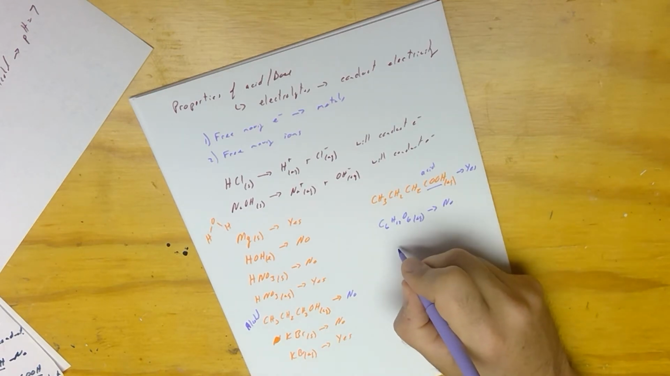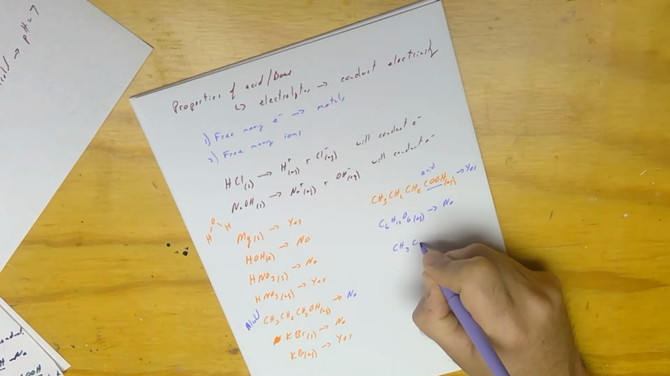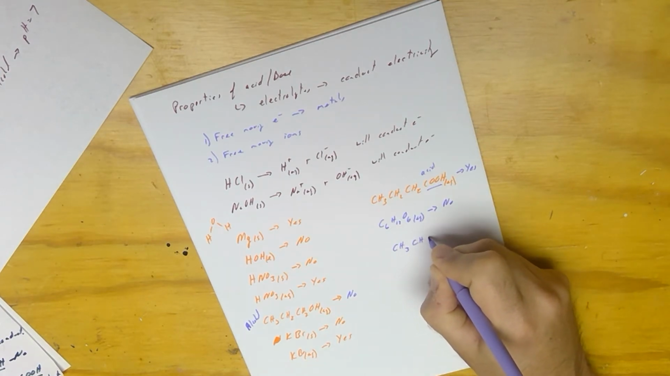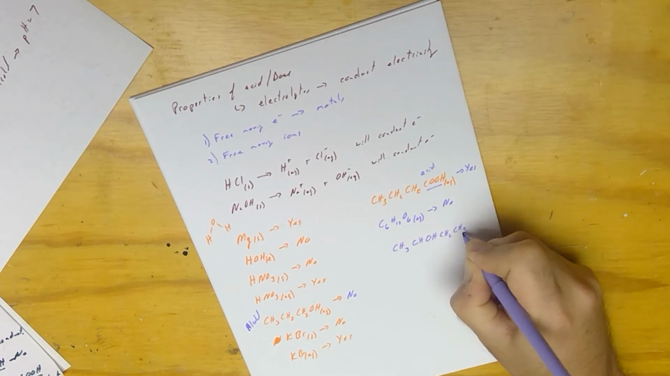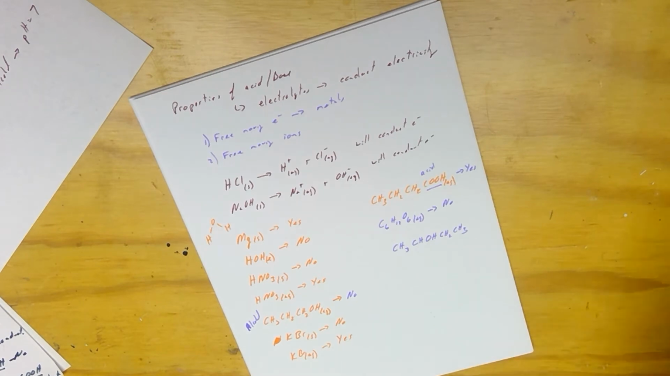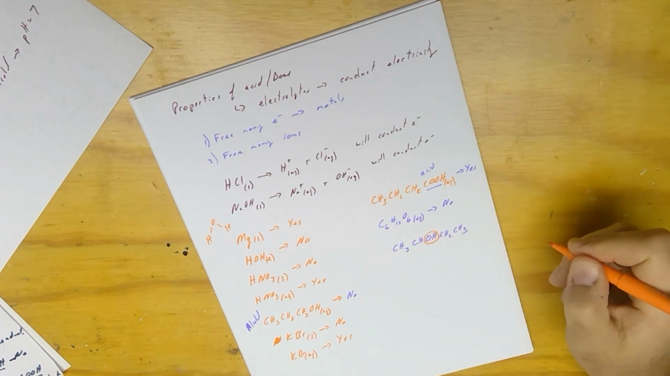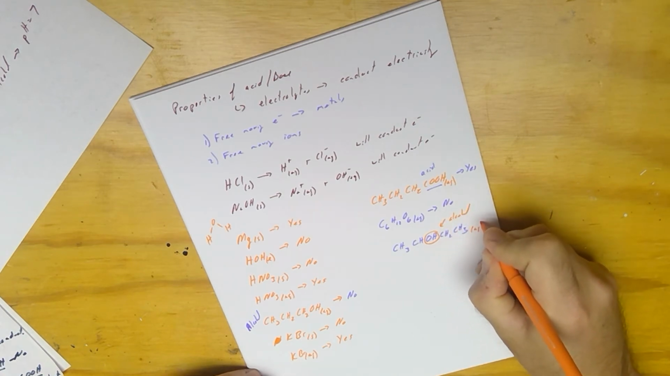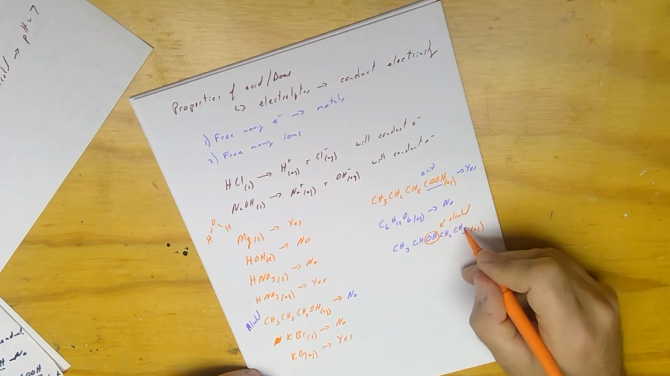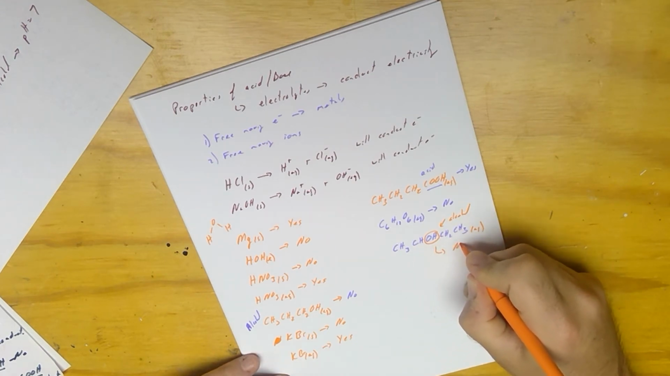How about this one? CH3, CHOH, CH2, CH3. I'll kind of move things around a little bit, but what do you see in there? We have all these carbons with this OH group in here. Well, this is an alcohol. Let's make it aqueous. Do alcohols break up into ions? No. So this will not.